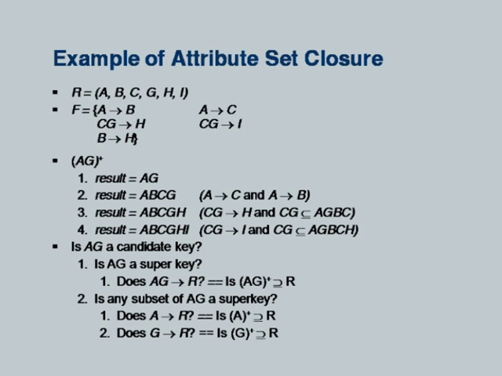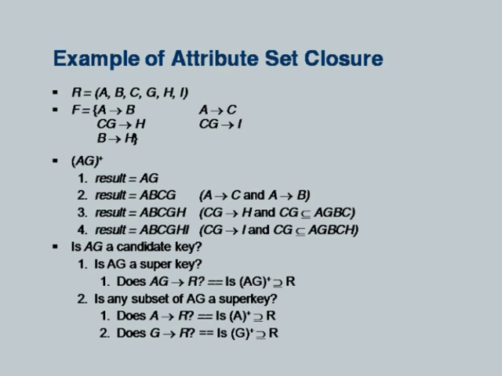So here are some examples. This is actually the same thing we saw before, I think. I have attributes A, B, C, G, H, I. A goes to B, A goes to C, CG goes to H, CG goes to I, and B goes to H. We have five functional dependencies. Supposing I want to compute AG plus, the closure of the attribute set AG. So initially the result is AG. Now is there anything which matches here? There is no AG per se, but I do have A goes to B. A is a subset of AG. Therefore I can add B to the result. Similarly I have A goes to C, so I can add C to the result. So what do I get now? ABCG.